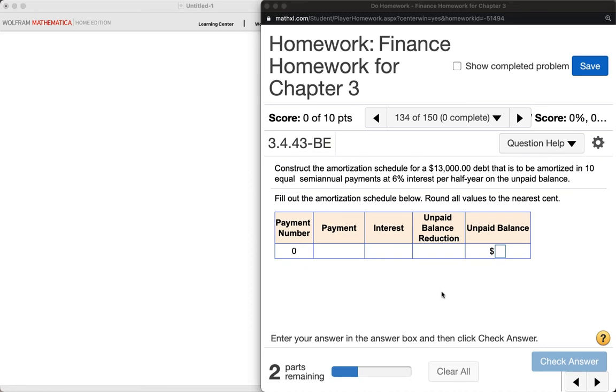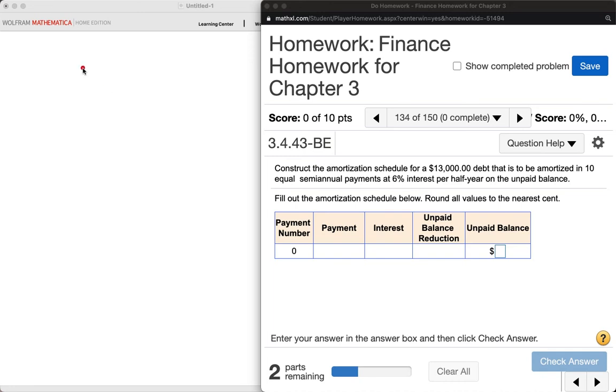It's a table. So the problem reads, construct the amortization schedule for a $13,000 debt that is to be amortized in 10 equal semi-annual payments at 6% interest per half year on the unpaid balance. Now, this problem can be a little bit misleading, and here's the reason why. Semi-annual means twice a year. You're making two payments a year, so that's one payment every 6 months.